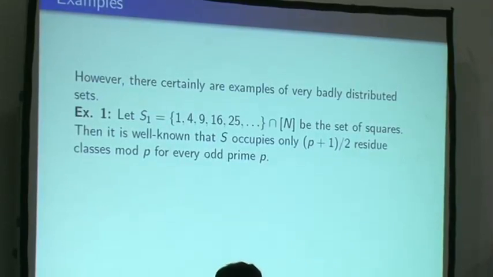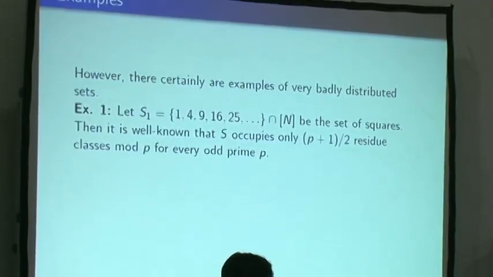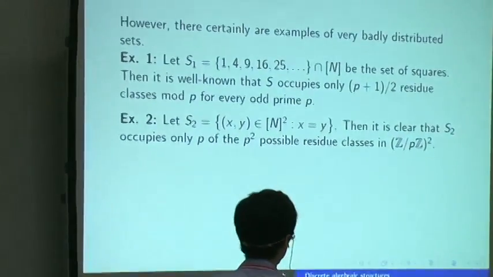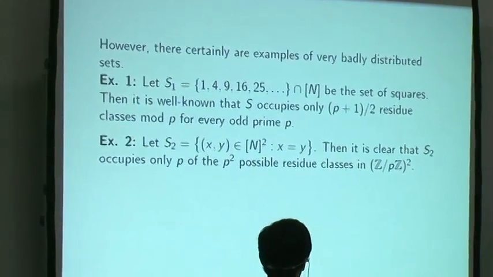And so that's very strange, just half the residue classes. If you think there are a lot of primes, then occupying half the residue classes for each prime is very strange. But the squares do that. This is a trivial example. When you go to higher dimensions, examples are more trivial.